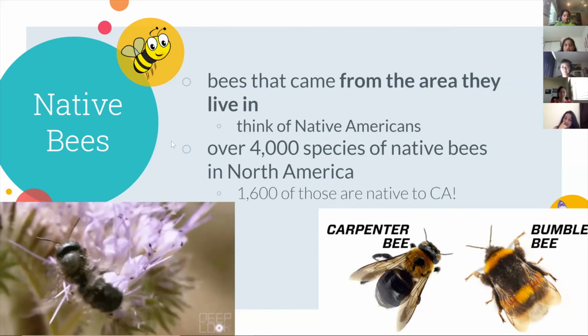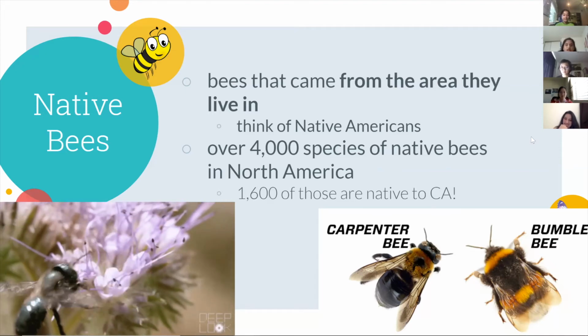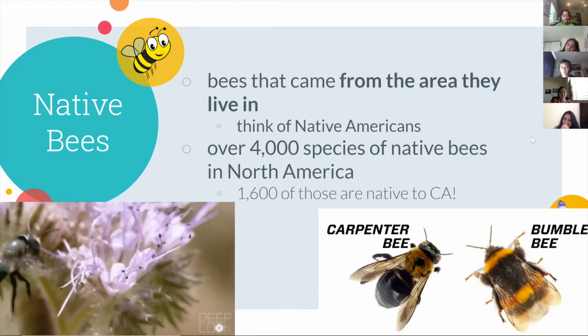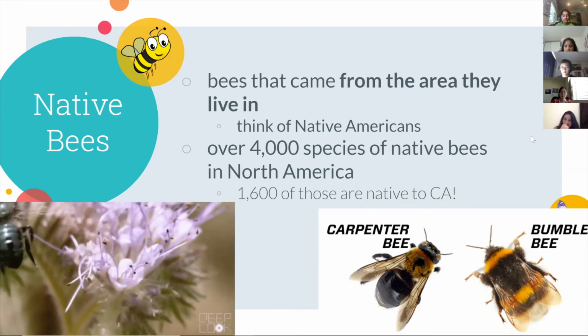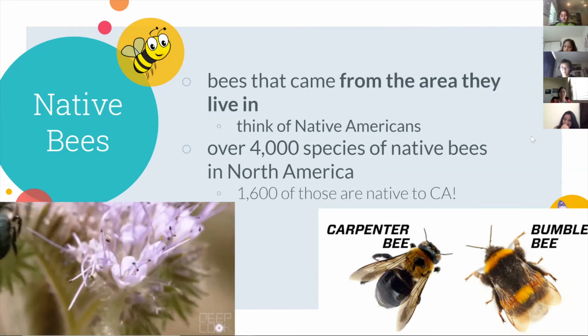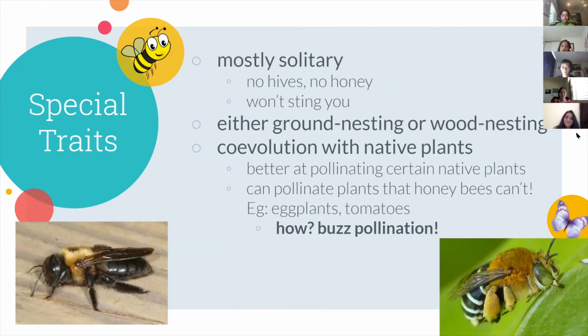So there are over 4,000 species of native bees in North America, and 1,600 of those are actually native to California. So you can see in the bottom corner 2 native bee species, the Carpenter bee and the Bumble Bee. Okay, so here are some traits that most native bees have in common.